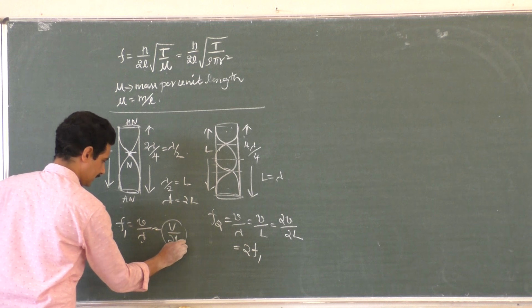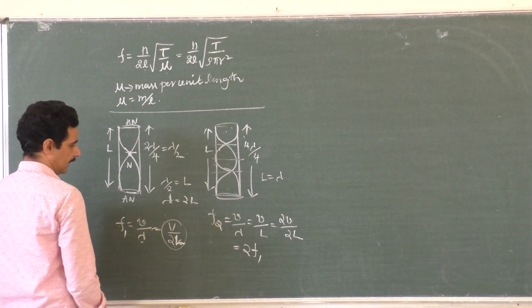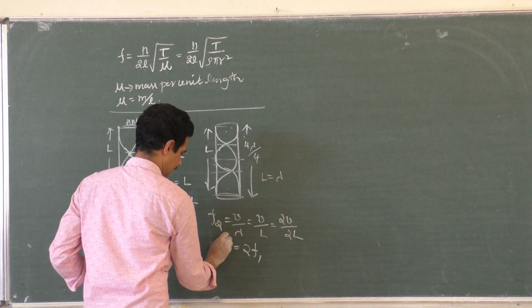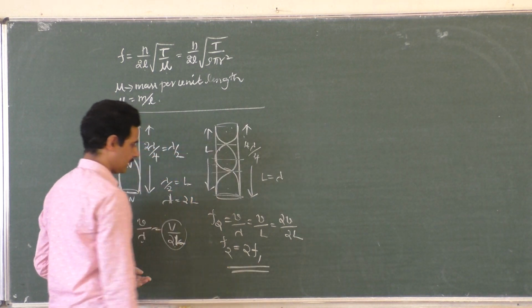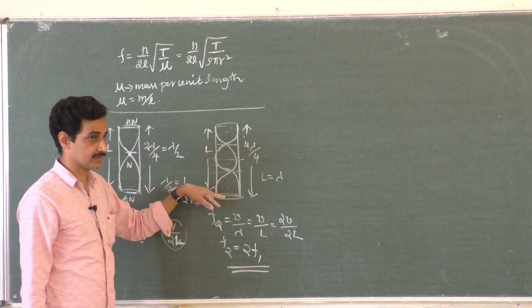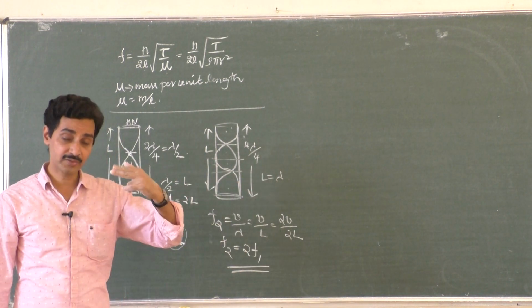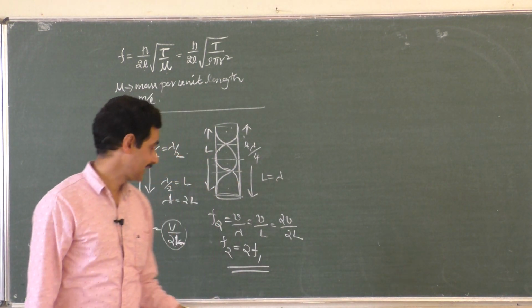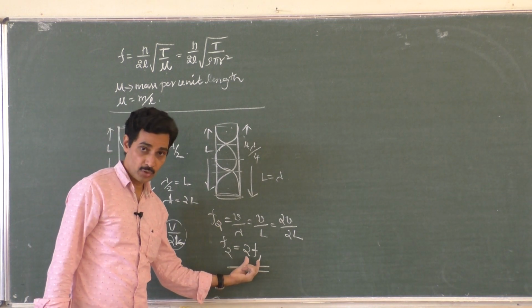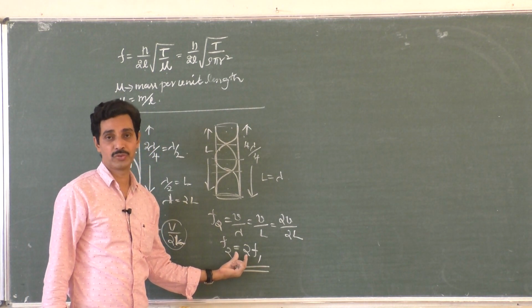V by 2L is the first one. And next one is 2V by 2L, twice the fundamental. You get maximum sound for a frequency which is 100 Hz. For 100 Hz also it gives the maximum sound. This is called second harmonic and this is called first overtone.